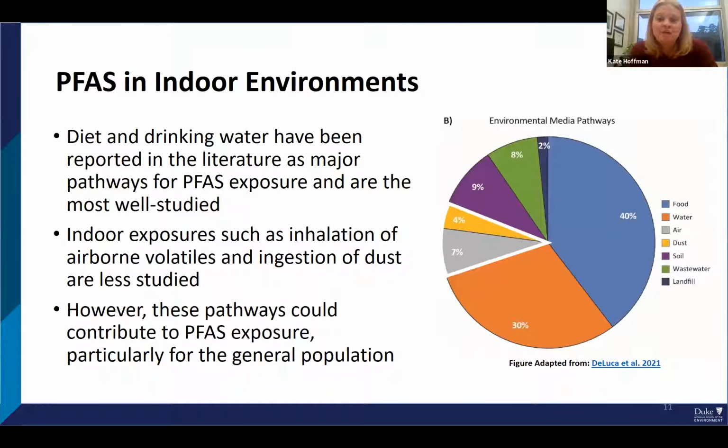And Tom actually talked about this in his presentation as well. Just highlighting that this figure shows past research on different environmental media and their importance as pathways of exposure to PFAS. And you can see here that between dust and diet, those have been considered in about 70% of past studies. But only 11% of studies have considered indoor exposures through indoor air or dust and what exposure through those pathways may look like. So while these pathways may be really important sources of exposure for the general population, we know much less about them.